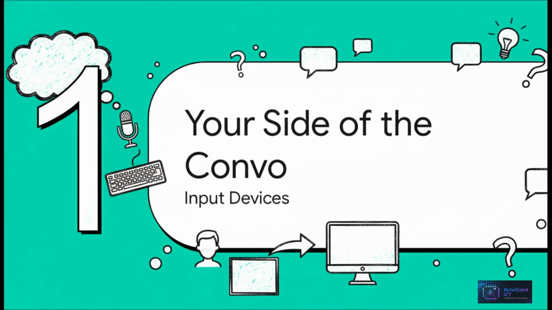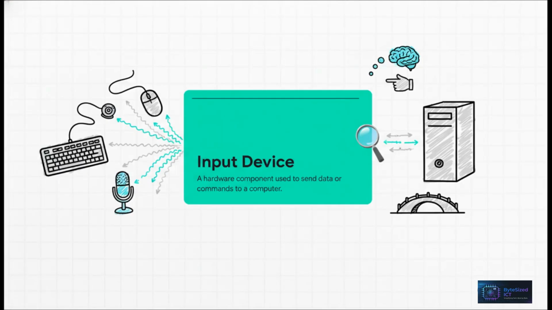All right, so every good conversation has to start somewhere, right? Let's kick things off with your side of it, what we call input. This is how you get the ball rolling. This is you starting the chat and telling the machine what you need. So the fancy official term for the tools you use to talk is an input device. But don't let the jargon scare you. Think of it as any piece of hardware that acts like a bridge, taking what you want to do from your brain and your hands and translating it into a language the computer can actually understand.